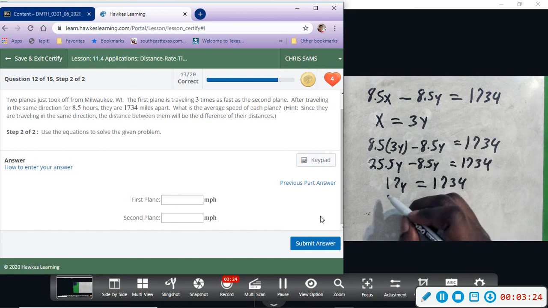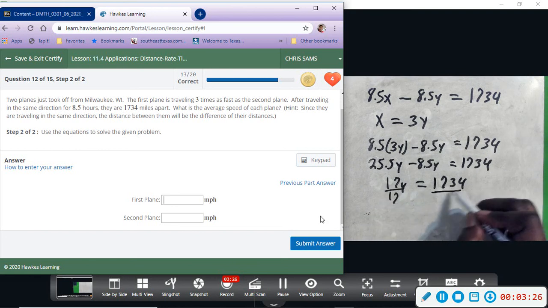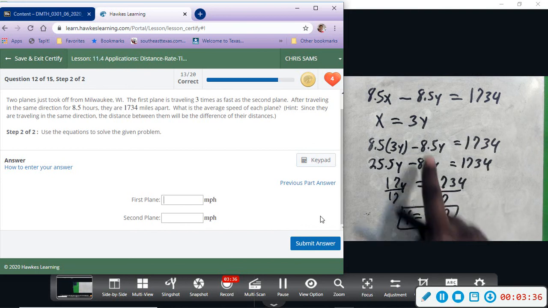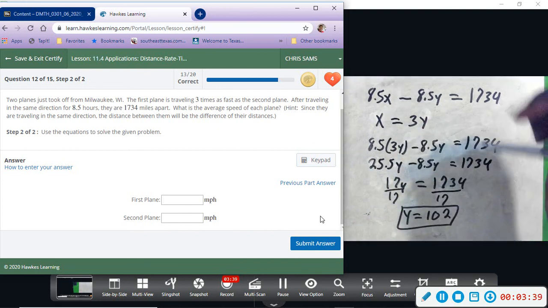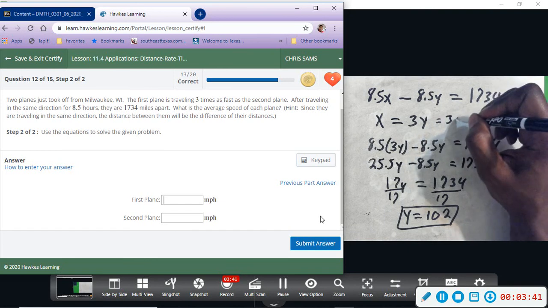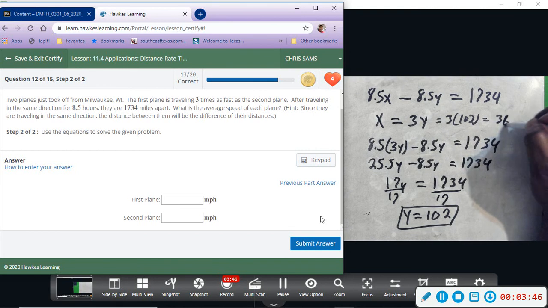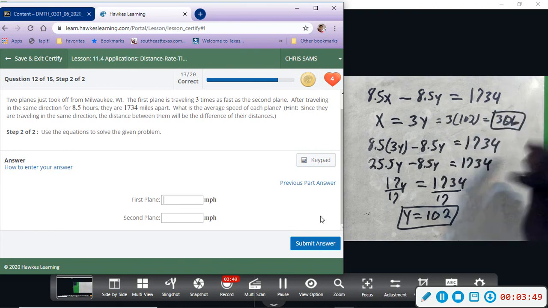And then we're going to divide by 17. So that gives me y equals 102. So the second plane is going 102 miles an hour. If I plug in 102 here, 3 times 102 equals 306. So the faster plane is going 306. They said the first plane is going faster, so that's the 306. The second plane is 102.